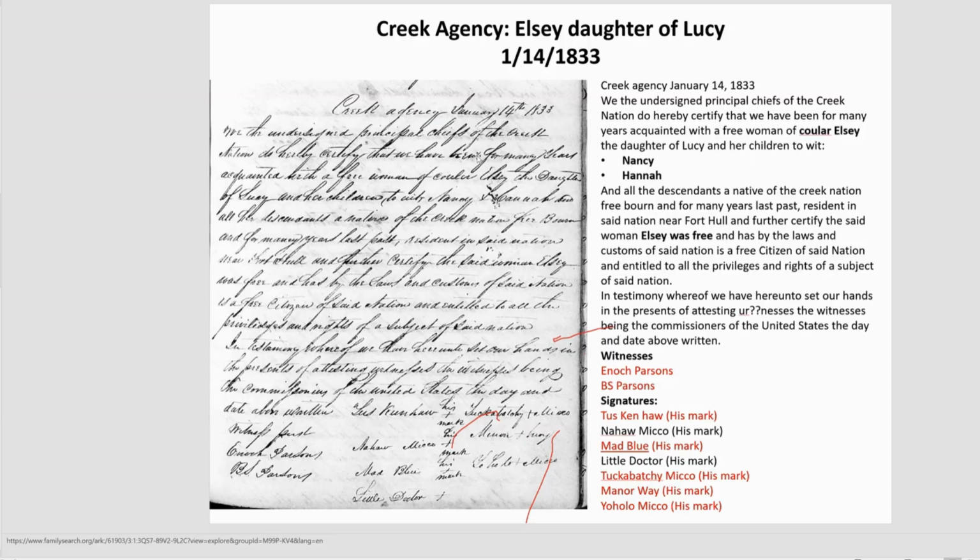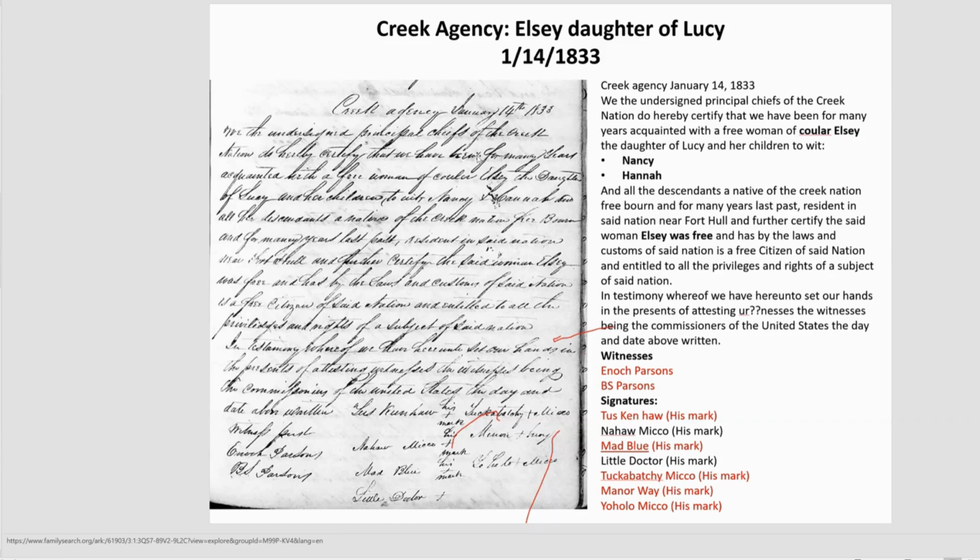We, the undersigned principal chiefs of the Creek Nation, do hereby certify that we've been for many years acquainted with a free woman of color, Elsie, the daughter of Lucy, and her children, to wit, Nancy and Hannah. So now we have an Elsie, a Nancy, and a Hannah. And they're basically saying that we do consider Elsie to be free. Therefore, we consider her children to be free because of Lucy.